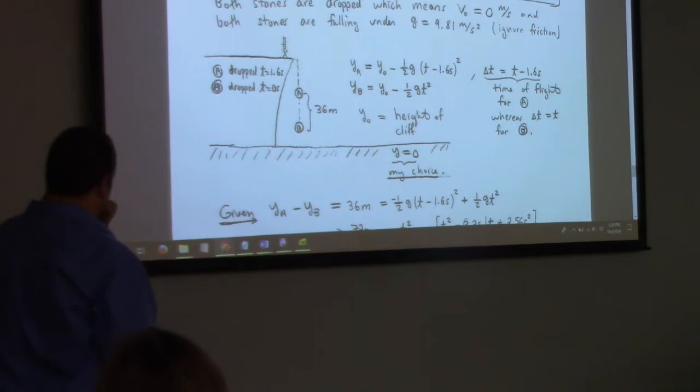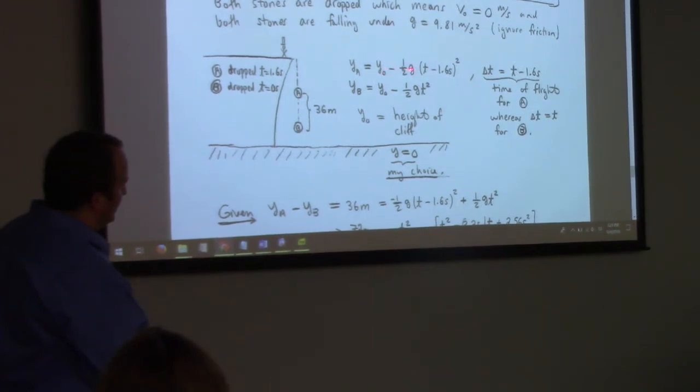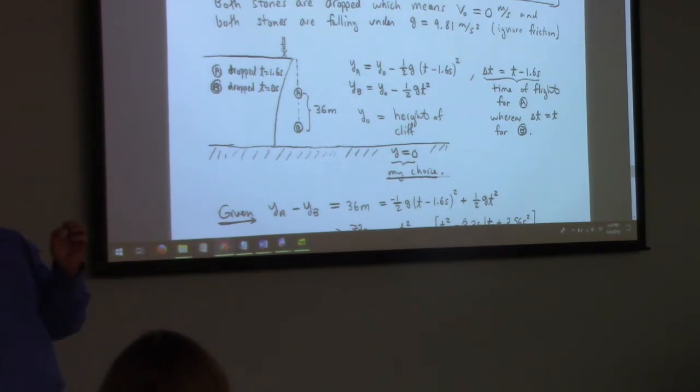All right, so here's the setup. I called one stone A, I call the other stone B. The A stone has y0 minus 1/2 g (t minus 1.6 seconds) squared. The other stone is y0 minus 1/2 g t squared. The difference is the motion starts after 1.6 seconds, so I have to do t minus 1.6 to account for that 1.6 second delay in the formula.